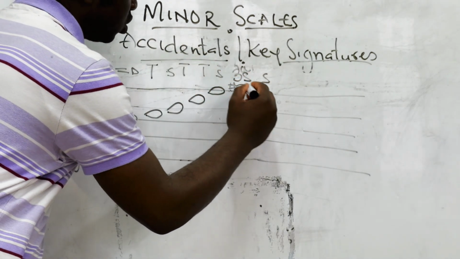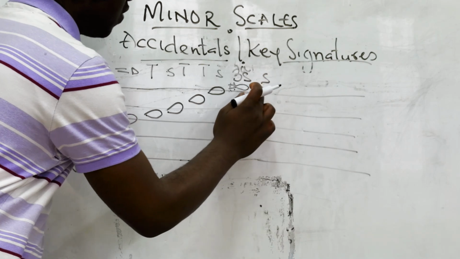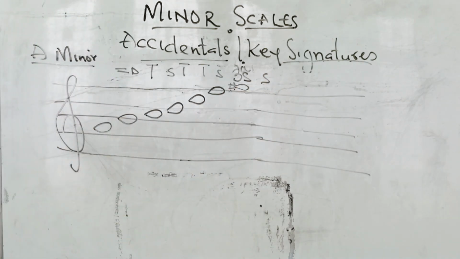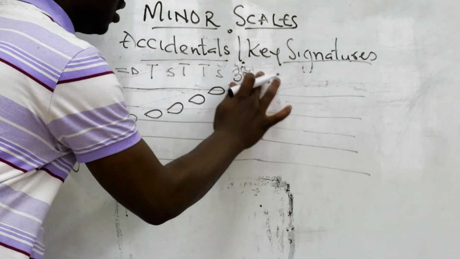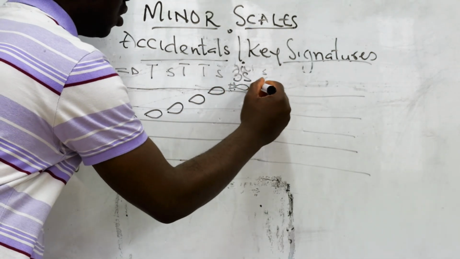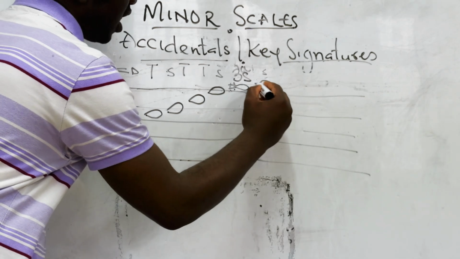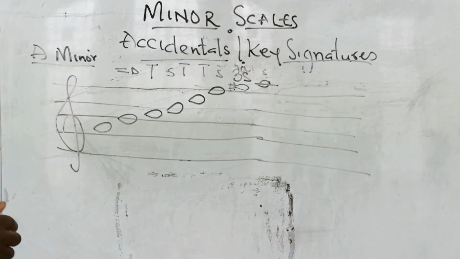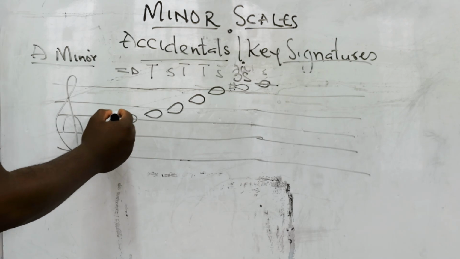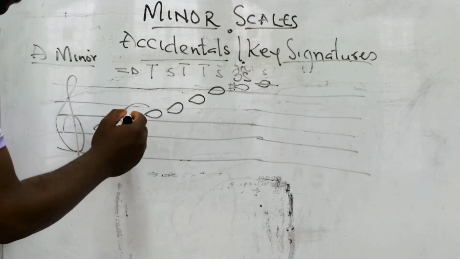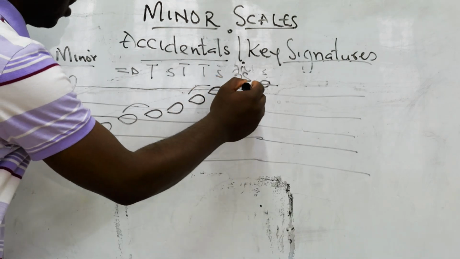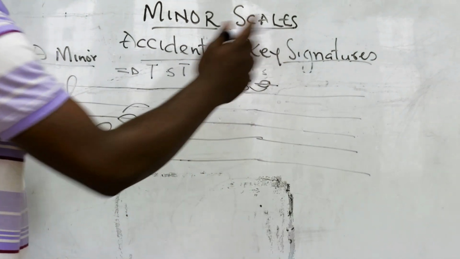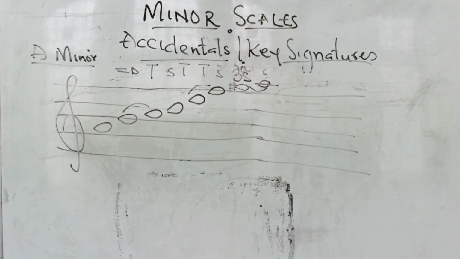You put your sharp, G sharp, and then what do you have after that? A semitone from G sharp is what? A. So you see you land on A again. That shows that you're correct. But it has to be, let me clean this and put it here, on a ledger line. You can, if you want, slur everywhere you have your semitones. So this is ascending A minor, harmonic minor.